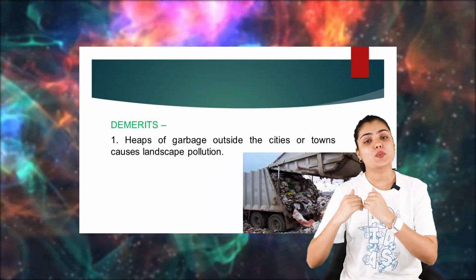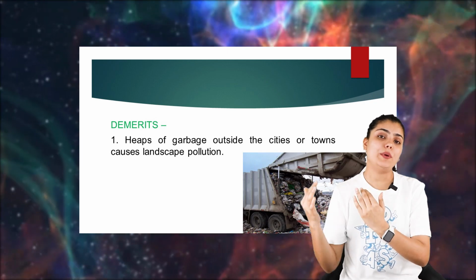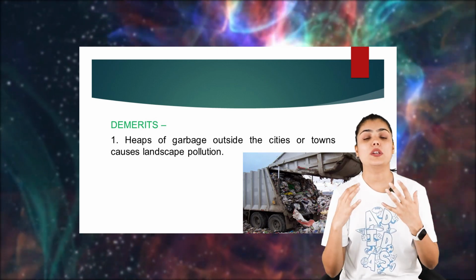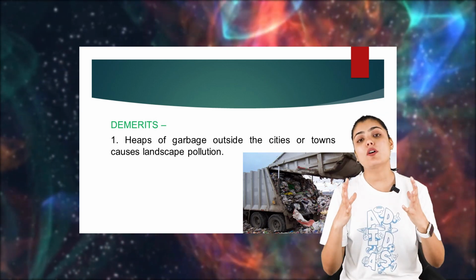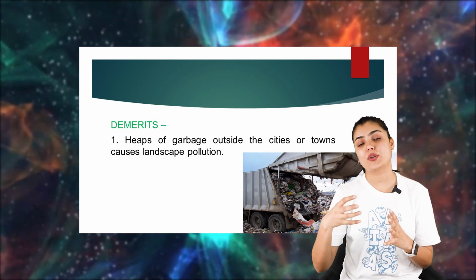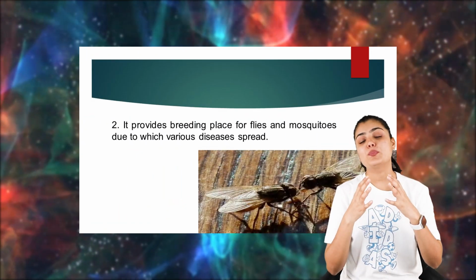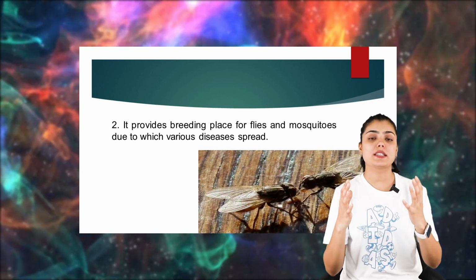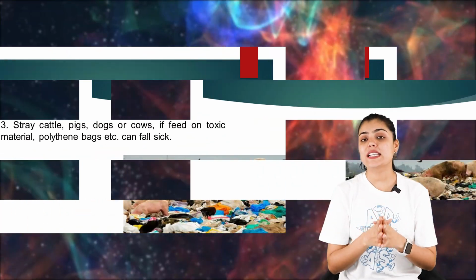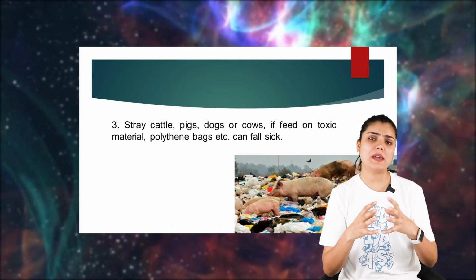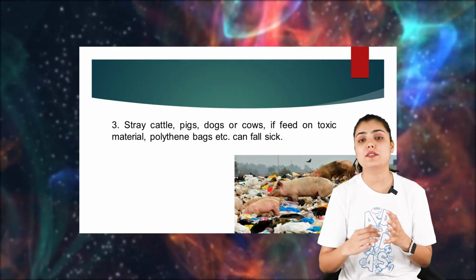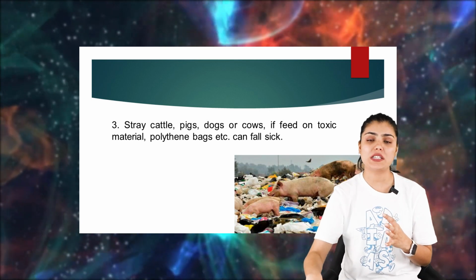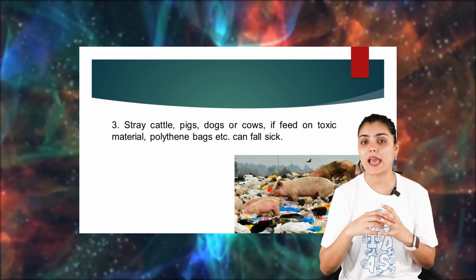The first disadvantage of open dumping is, as we are discarding the garbage in an open area, the heaps of garbage will cause environmental pollution. It is obvious that the garbage or the waste will produce pollution. It will provide breeding areas for flies, mosquitoes, and other insects which will spread diseases. The third disadvantage is that stray cattle, pigs, dogs, or any kind of animals may feed on those waste materials, which can be toxic for the animals.